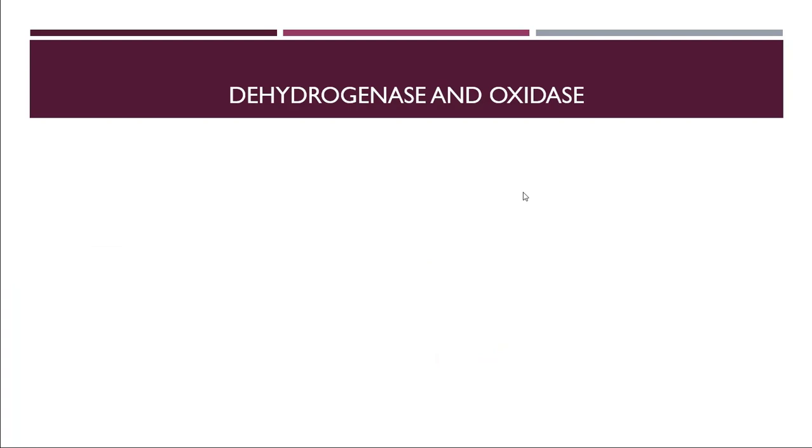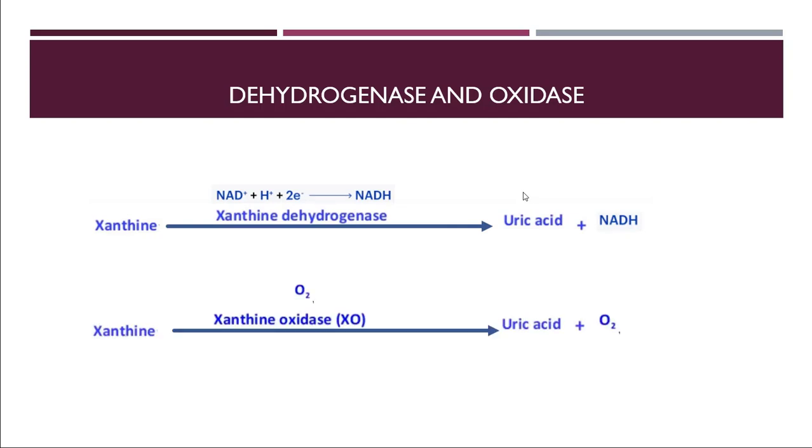is dehydrogenase and oxidase. Now these 2 terminologies are quite different from each other. Let's see how they are similar. Now I have 2 reactions here. In one reaction I'm using the enzyme dehydrogenase. In the other reaction, I'm using the enzyme oxidase. The product is similar, uric acid is there, but the byproduct is different.